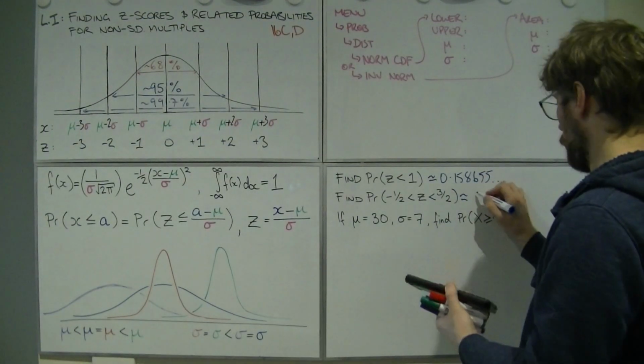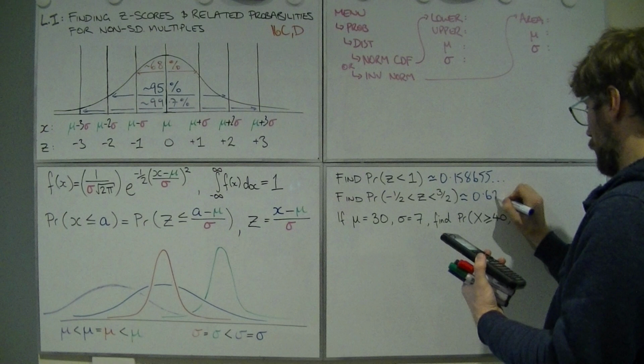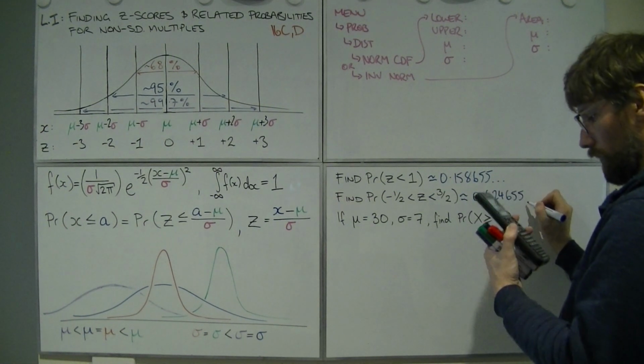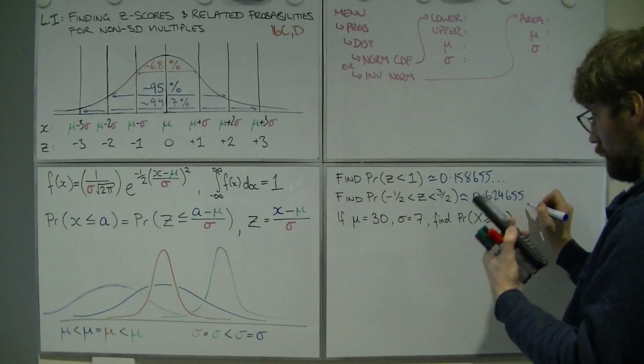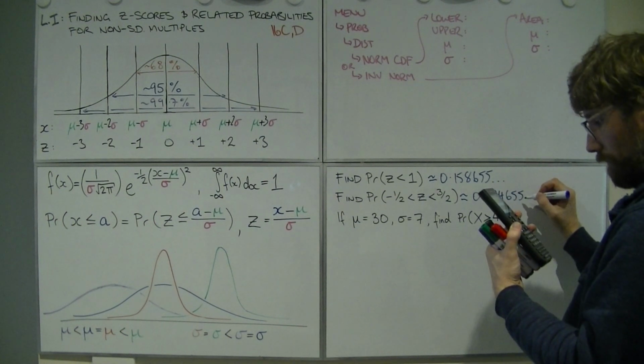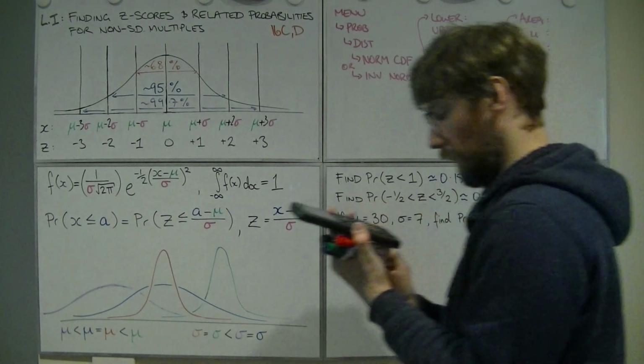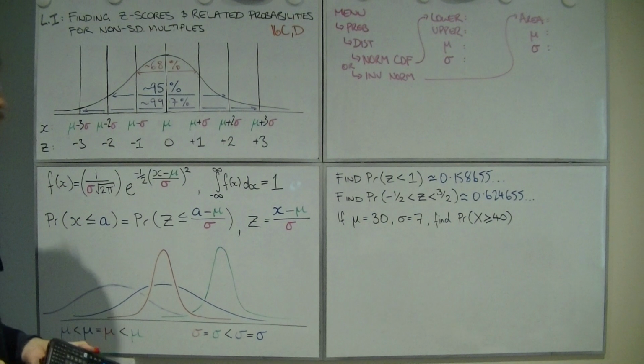Roughly 0.624655 again. Am I looking at the right line? Oh, they got the same ending. There you go. Oh, close to the same ending. Yep, there we go. Beautiful. So we get some terrible number.